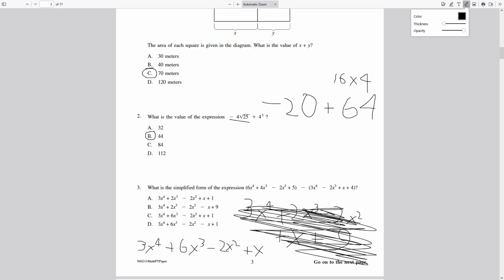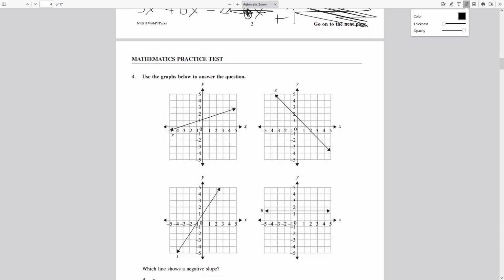Wait, no, I'm messing up again. Minus 2x squared, that is true. But this x has to be negative. So, minus. And it'd be plus 1. So 3x fourth, 6x cubed, negative 2x, negative x, plus 1. The answer is D. Oh, geez. Okay, I'm alive.